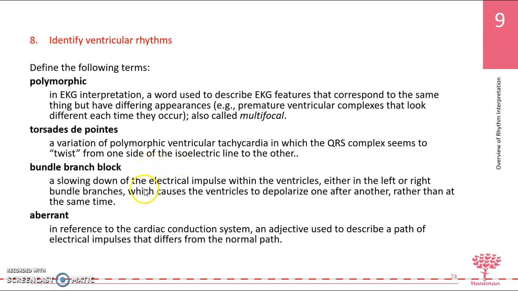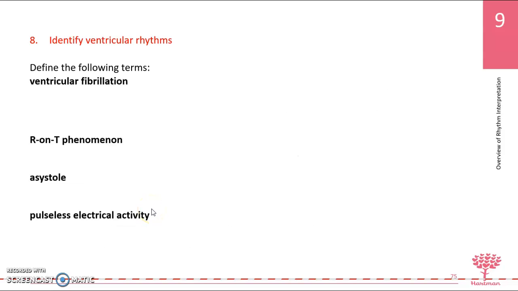And then you've got bundle branch block. Bundle branch block is when the impulse through the bundle branches is being stopped, and so it causes the ventricles to depolarize one after another rather than at the same time. It depends on which side, left or right, that it's happening; that will change what that EKG looks like. Left and right usually depolarize together. This is when one side's impulse is separate from the other. We'll look at what that looks like too.